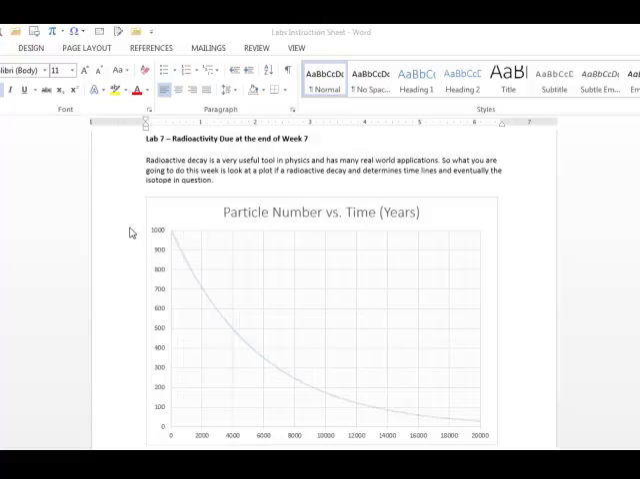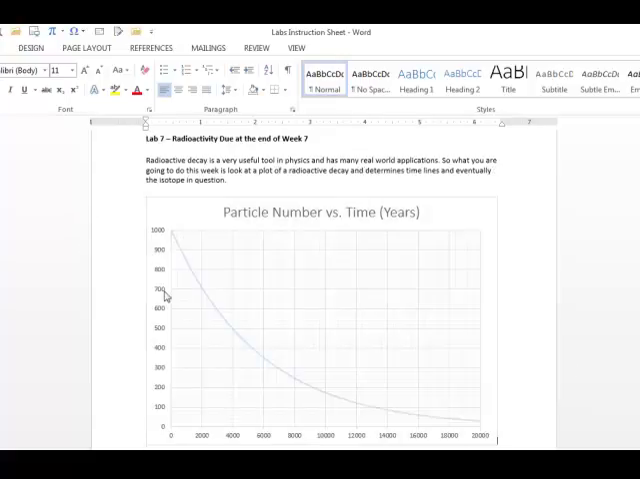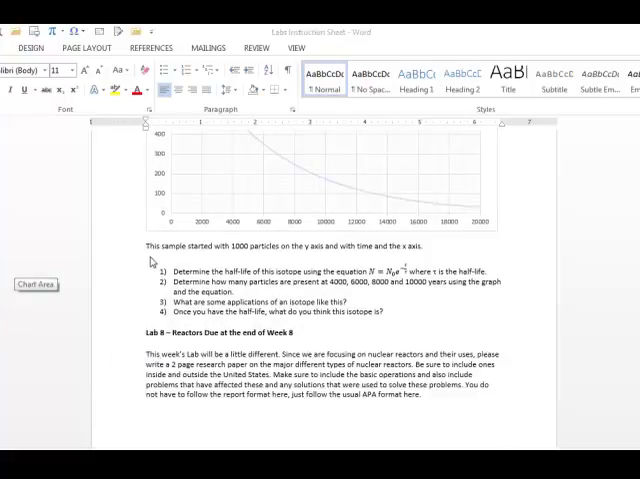So what you have here is a situation where you have the particle number versus time in years. Time is on the x-axis. It's always on the x-axis, and the particle number is on the y. So the sample started with 1,000 particles on the y-axis and with time on the x-axis. Determine the half-life of this isotope using the equation n equals n0 e to the minus t over tau.